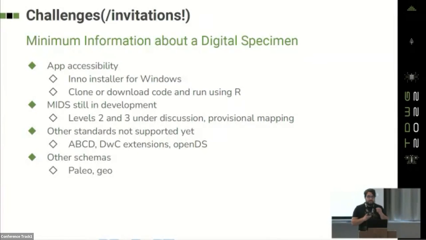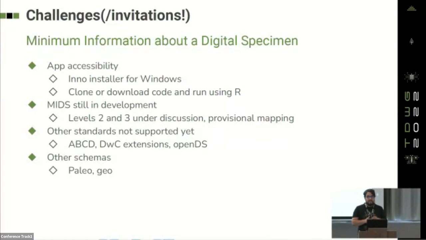The second thing is that MIDS, of course, is not set in stone yet. It's still in development. So the provisional schema that comes with the app now for levels 2 and 3 is just a bit of a guess from our end and not something that's come from the official MIDS documentation. It's currently just for Darwin Core archives, so we would want to extend this to ABCD and some other standards possibly, and also include some Darwin Core extensions, because these are getting more and more prominence, and some may be very relevant for especially the higher level MIDS elements.